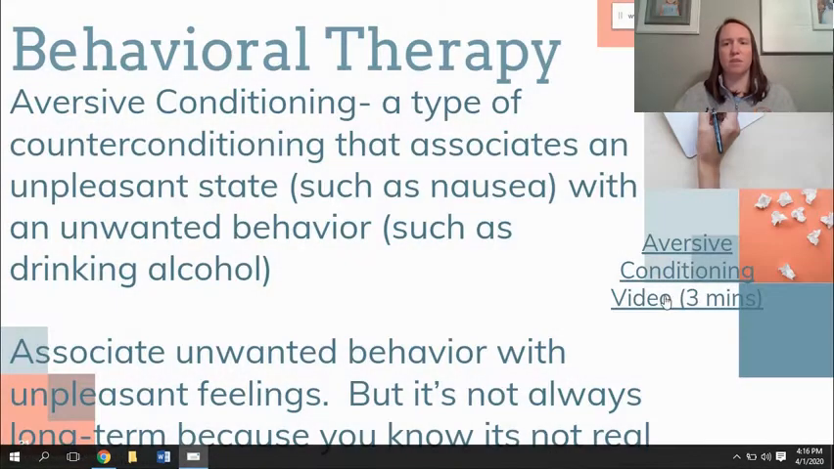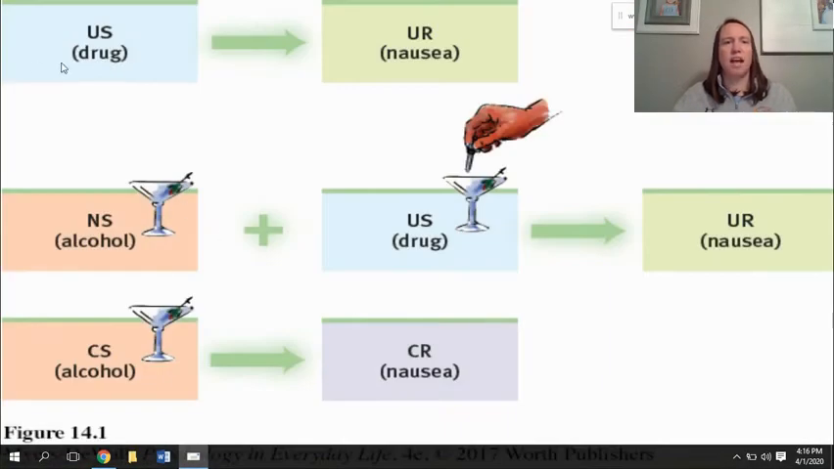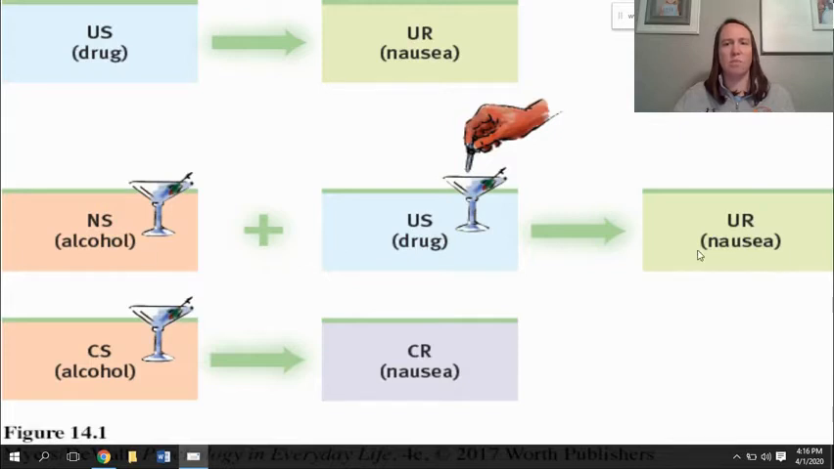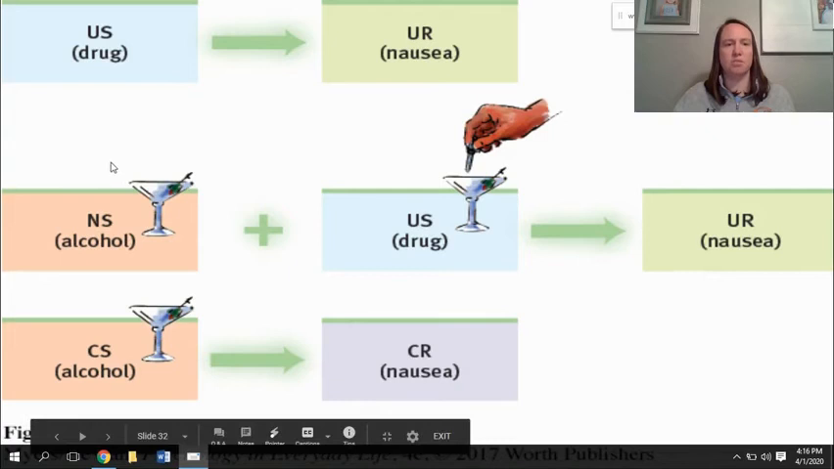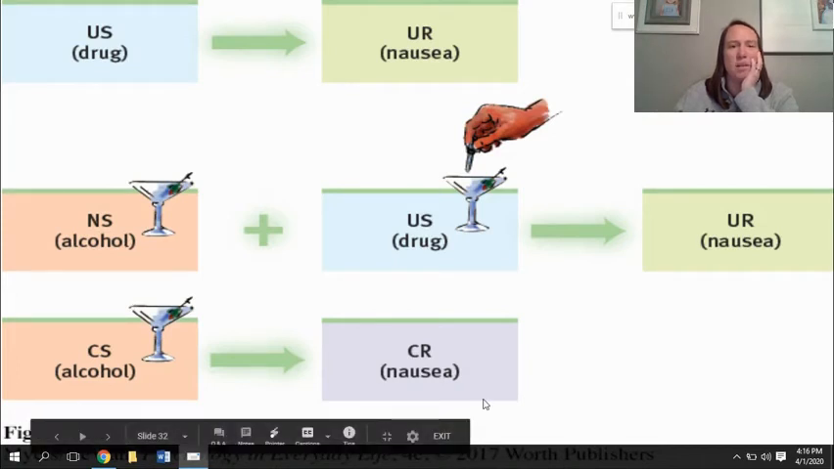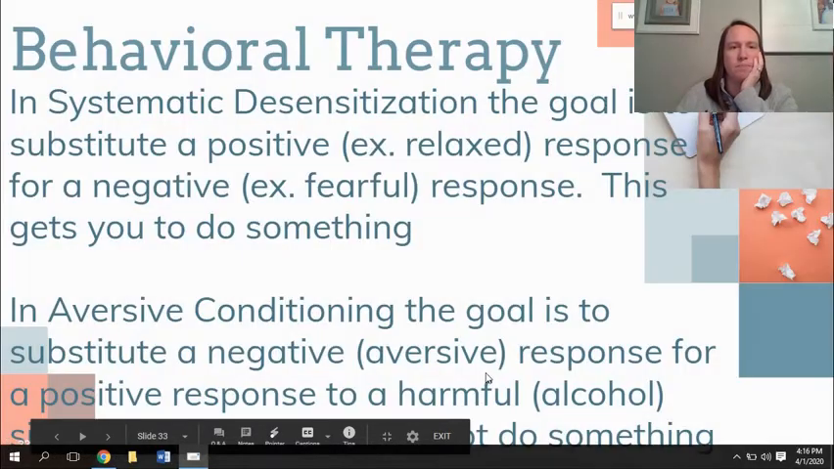I got a video right there on it. And so like I said, the US and UR, and then the CS and the CR. So this is the neutral thing that I put in the middle. Don't worry about that line. It's a weird extra line that I never do. I do top and across, bottom and across, and I just do neutral in the middle. So the drug makes them sick. The drug gets paired with the alcohol. So now the alcohol makes them sick. And then maybe they quit drinking alcohol if it's a big problem.